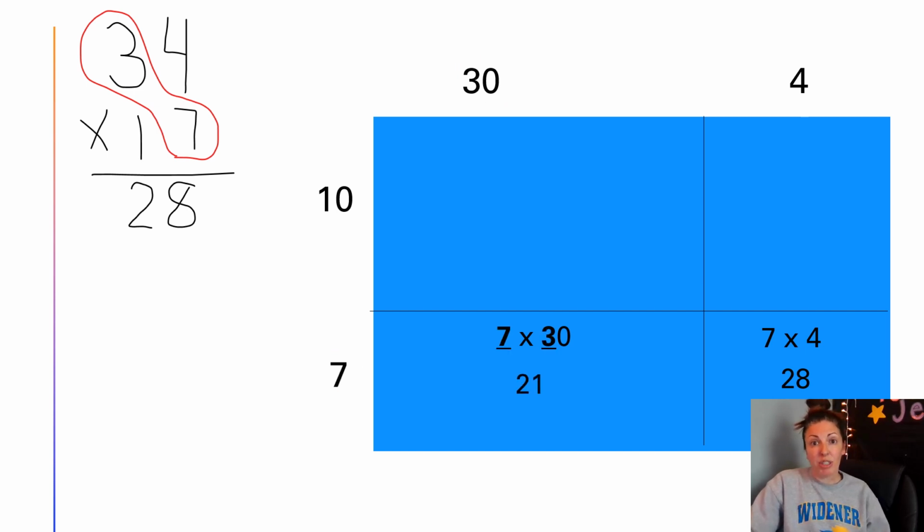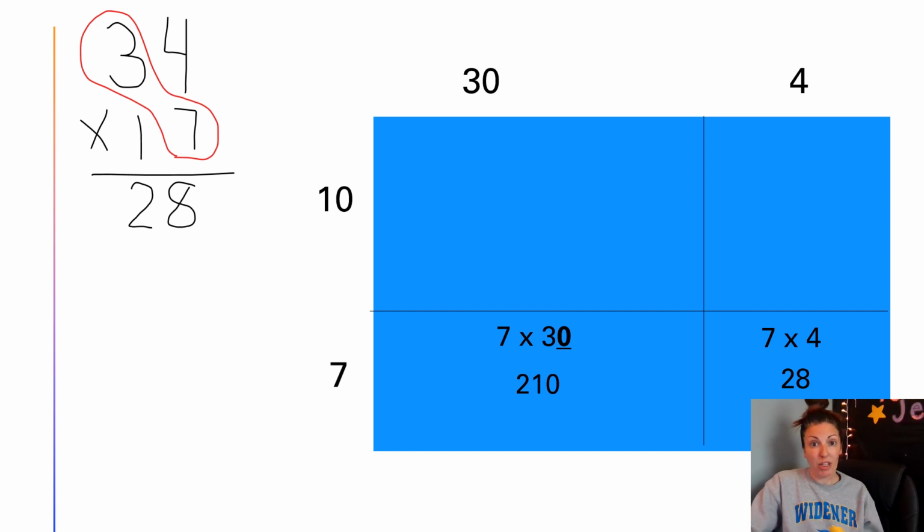So the first thing I'm going to do is look at my 7 times my 3. Because I've been practicing my multiplication facts, I know that 7 times 3 equals 21. Then I notice that one of my factors has 1 zero. 30 has 1 zero, 7 has no zeros. So I'm going to add 1 zero to the end of my 21, which gives me 210. So 7 times 30 is 210.